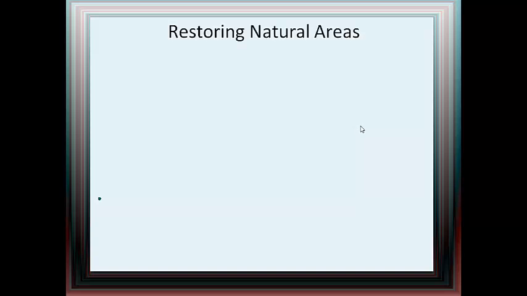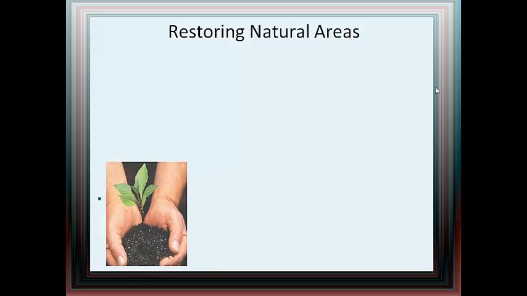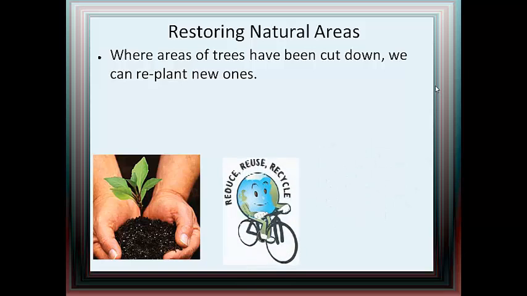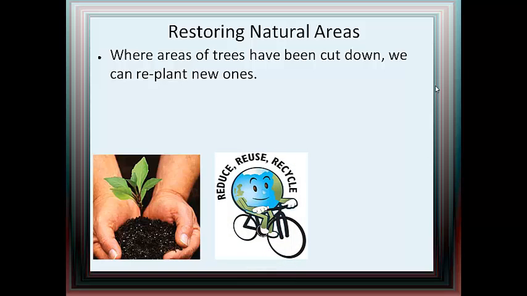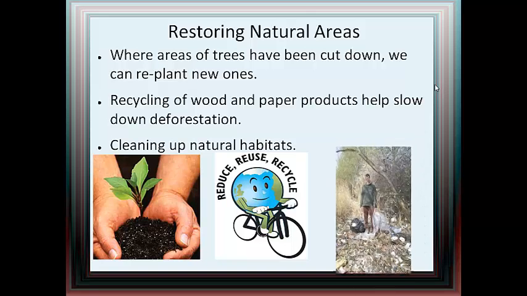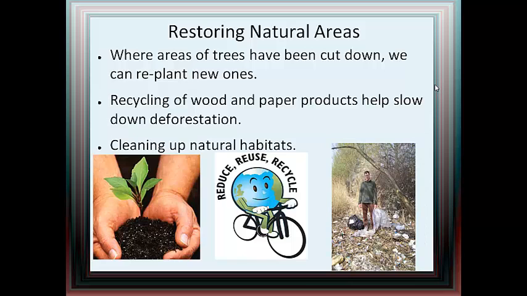How can we help out once we've pretty much taken a chunk out of the environment for people? Well, we can restore natural areas back to their, or somewhat back to their normal ways. Where areas of trees have been cut down, we can replant new ones. And you remember the 3 R's you learned in elementary school: reduce, reuse, and recycle. Especially recycling of wood, paper products, and other things helps slow down deforestation. And then cleaning up natural habitats is another good way. Cleaning up garbage, areas that have been polluted, and things like that.